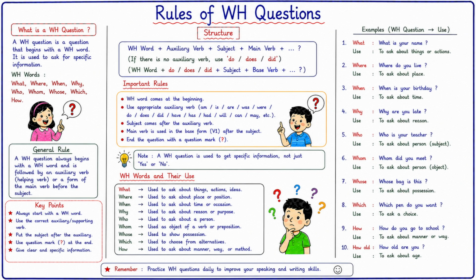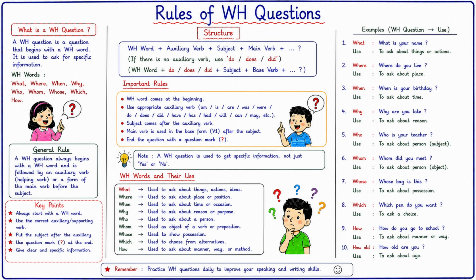Compare these two questions. Who called you? Here, who is the subject. But, who did you call? Here, you is the subject and who is the object, so we use did. This distinction is very important for advanced English learners.